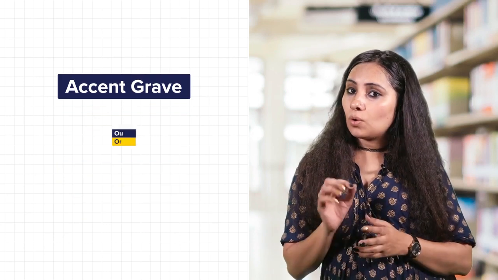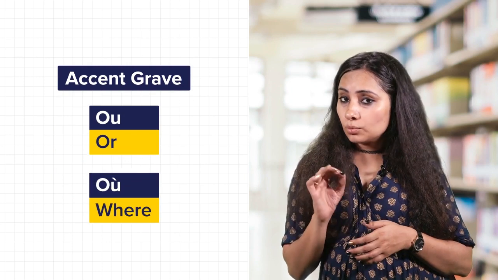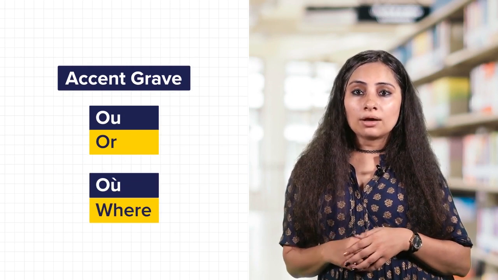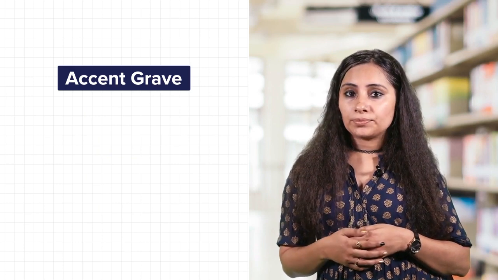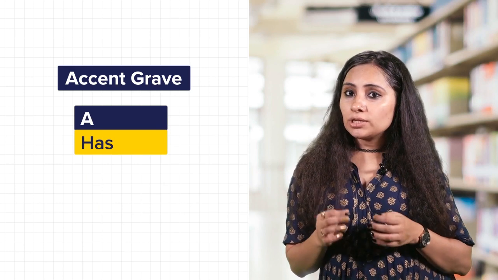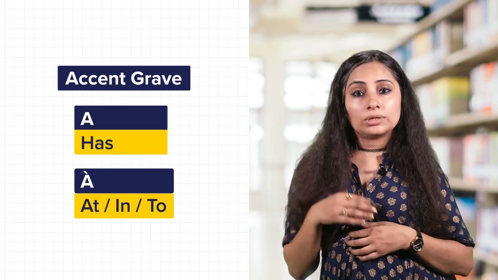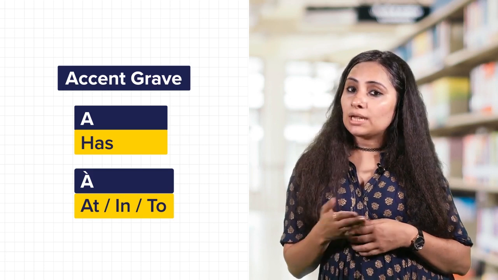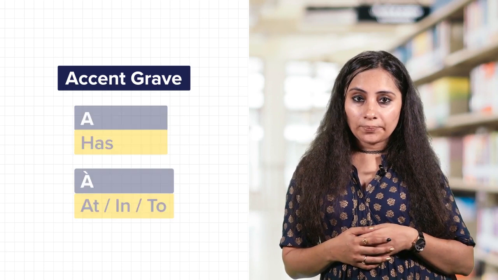For example, OU without the accent will mean or, while OÙ with accent grave would mean where. Another example. A without the accent means has. It is actually the conjugation of the verb avoir, while À with accent grave would mean at, in or to, like in J'habite à New Delhi.